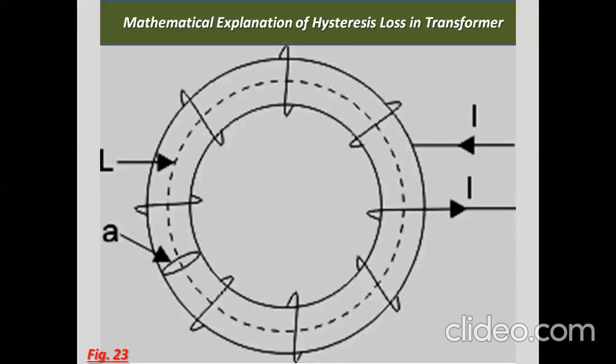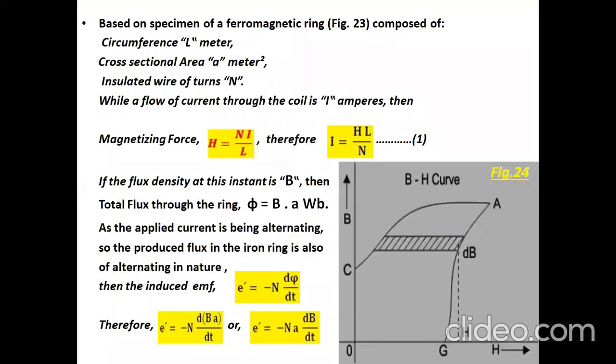Mathematical explanation of hysteresis loss in transformer. Based on a specimen of a ferromagnetic ring in figure 23, of circumference L meter and cross-sectional area A meter square, with insulated wire of N turns, while a current of I amperes flows through the coil, the magnetizing force H equals N I by L. Therefore, I equals H L by N. If the flux density at this instant is B, then the total flux through the ring phi equals B into A Weber, where A is the cross-sectional area.